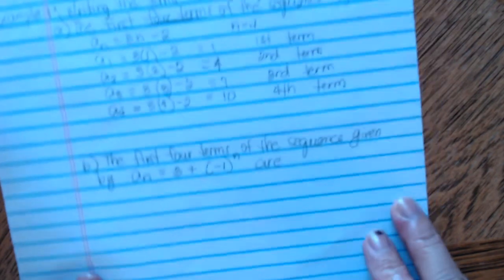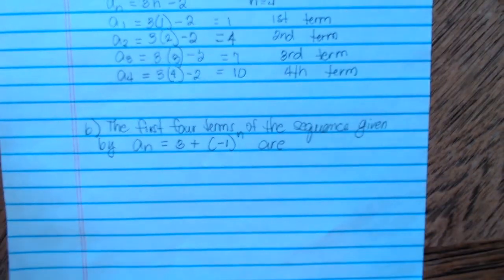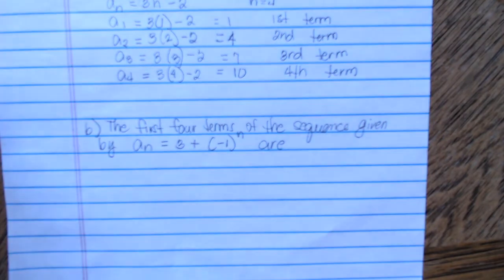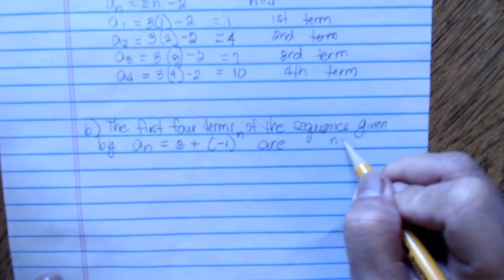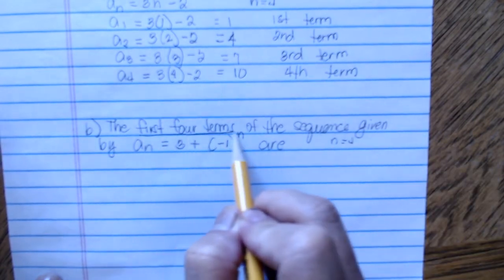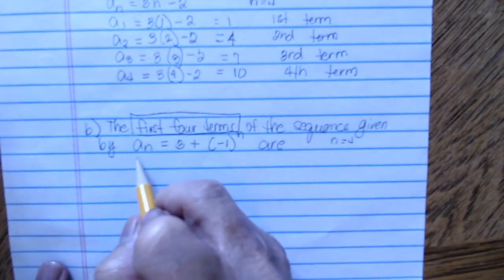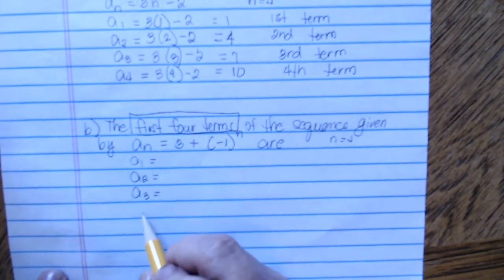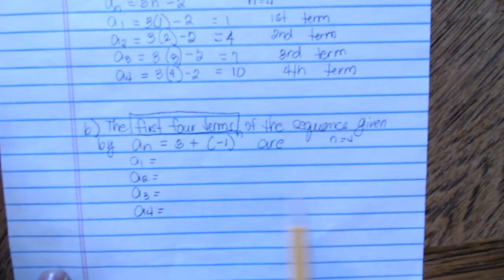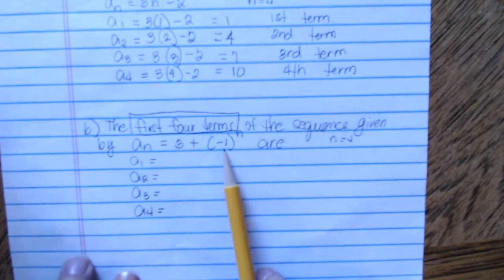Okay, now try letter B on your own. Pause the video and come back for the answer. Okay? Alright, pause the video and then come back for the answer. So our n here is 4 because we are asked to find the first 4 terms. So therefore, I will have a sub 1, a sub 2, a sub 3, then a sub 4. And what is my function rule? This is my function rule. 3 plus negative 1 raised to n, whatever that n is. Be sure that you put negative 1 inside the parenthesis.